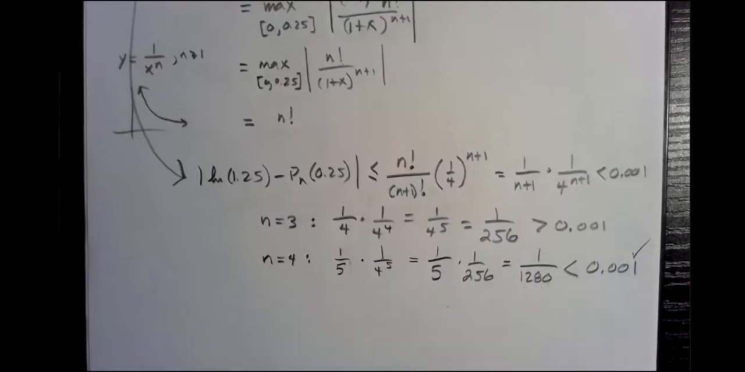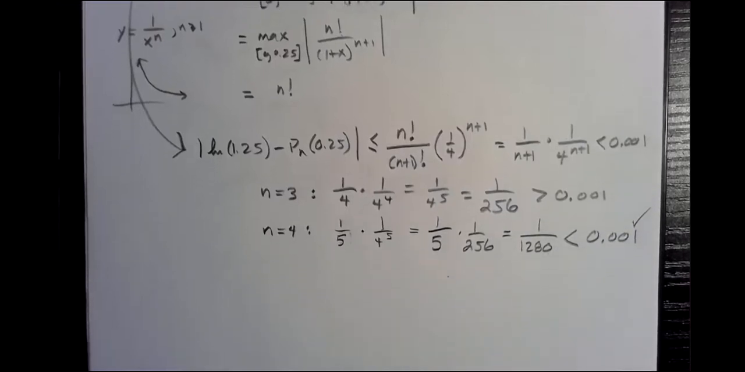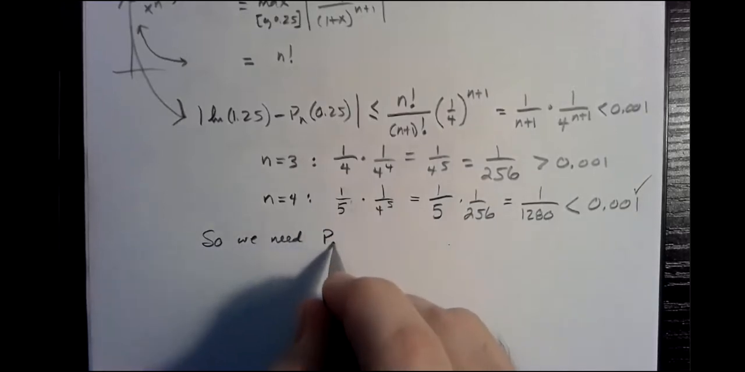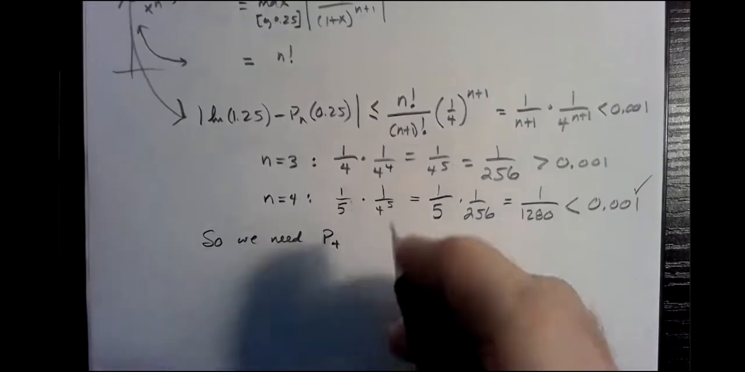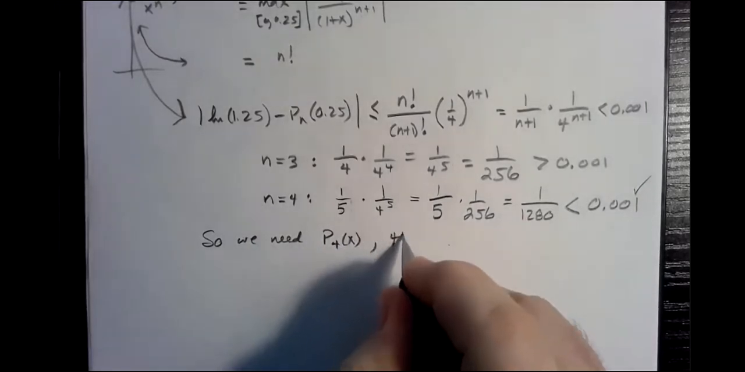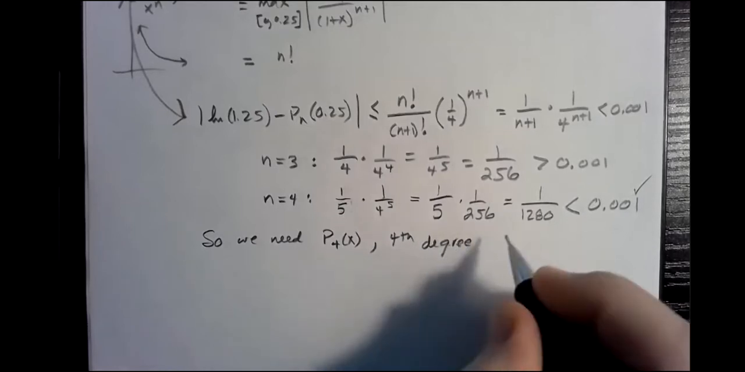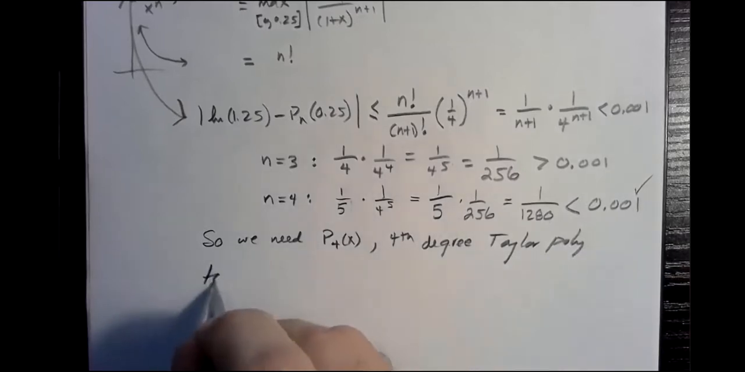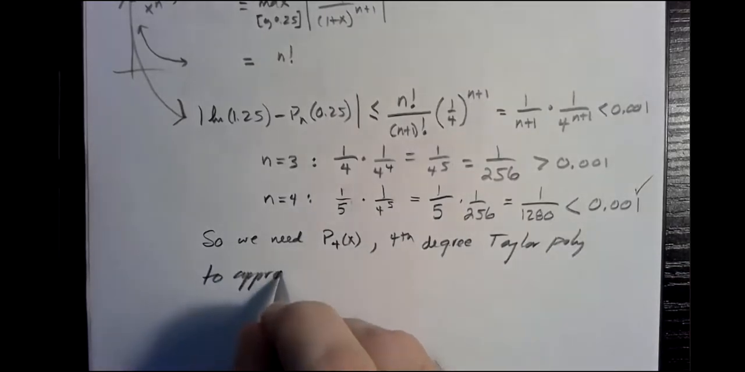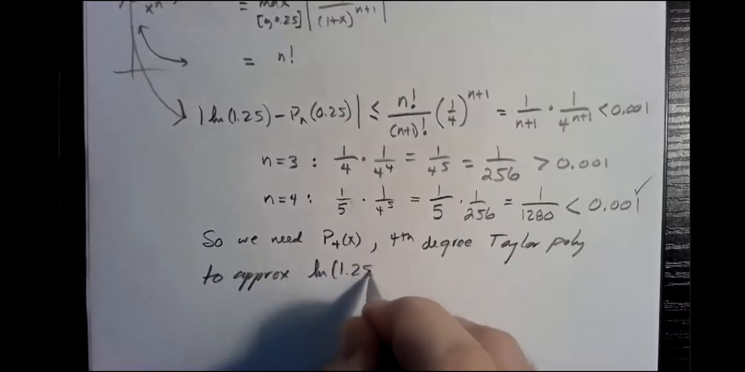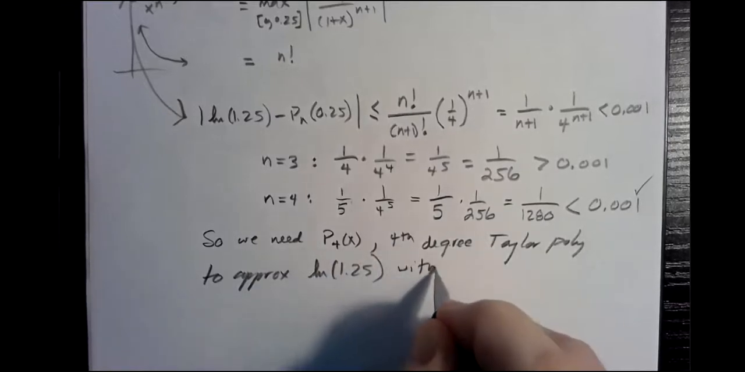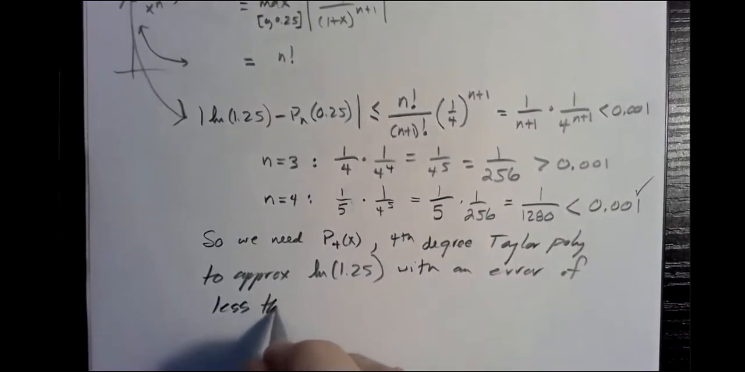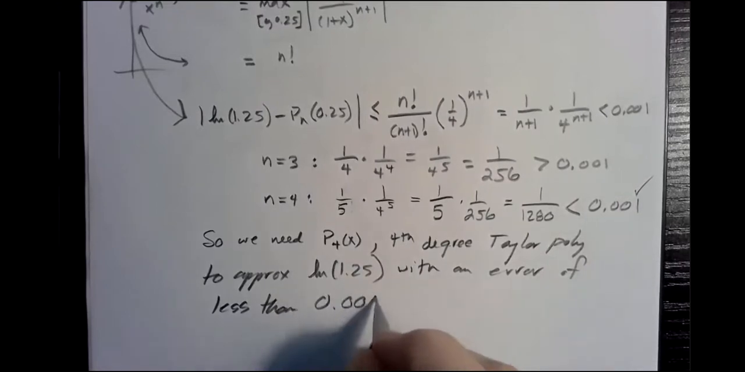So that's the one we're looking for. So our answer here would be we need the 4th degree Taylor polynomial to approximate the natural log of 1.25 with an error of less than 0.001.